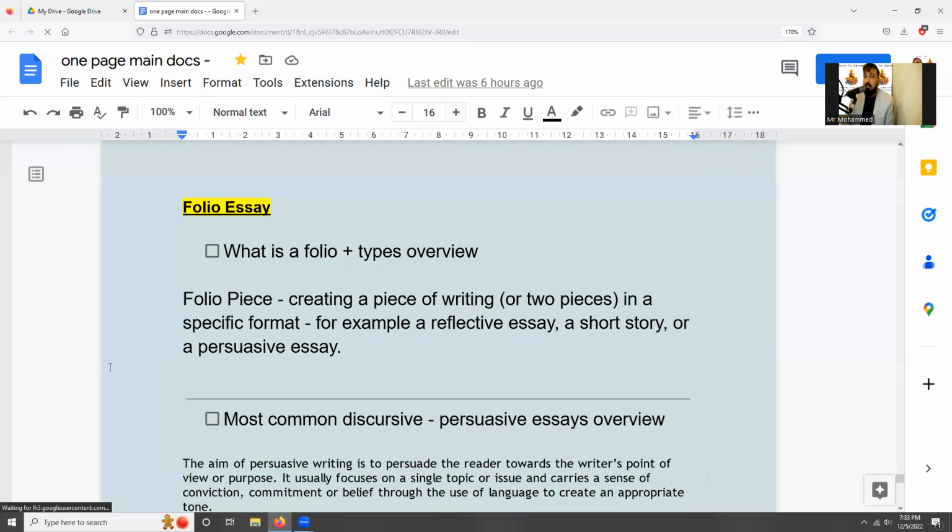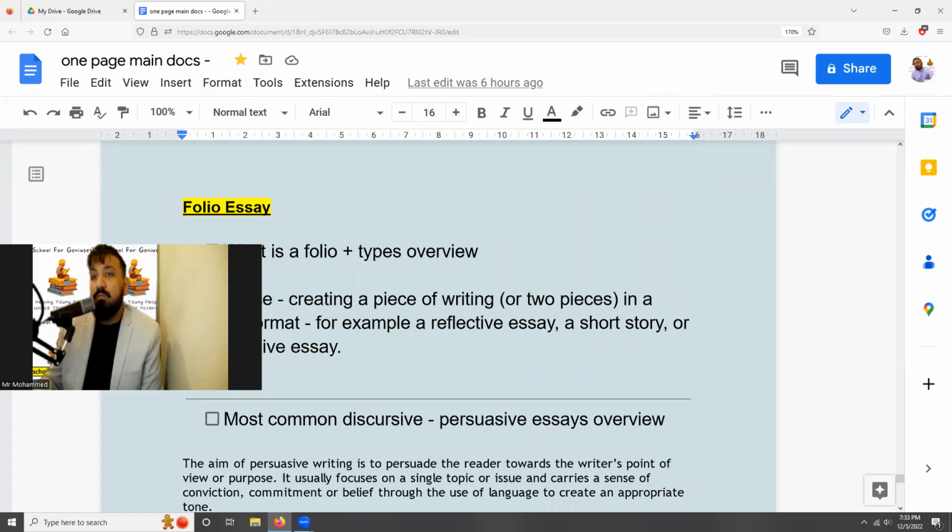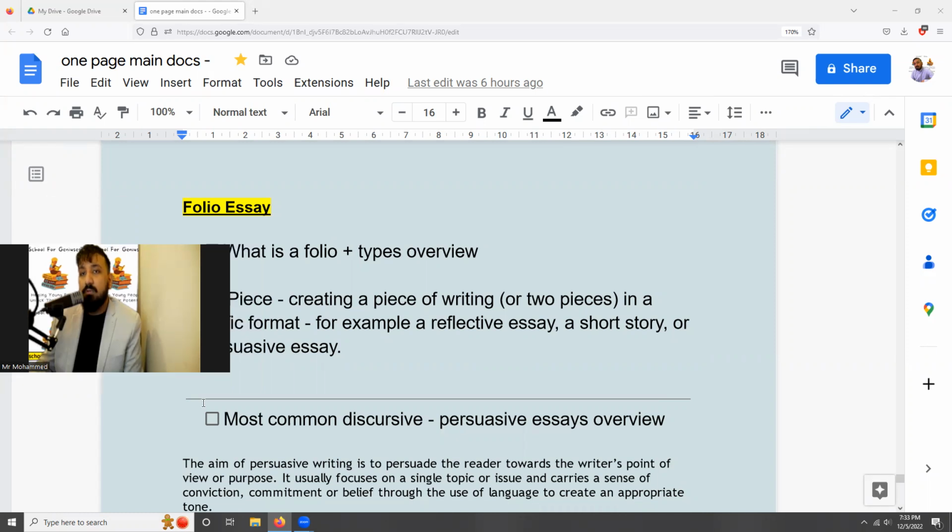What we're going to look at today is what exactly a portfolio essay is, and then a general picture of what the two main types of portfolio essay are, or what the two most common types of portfolio essay are.